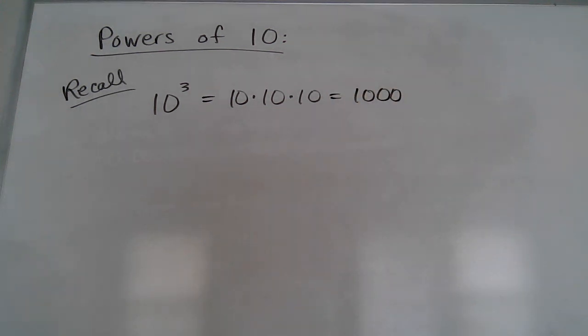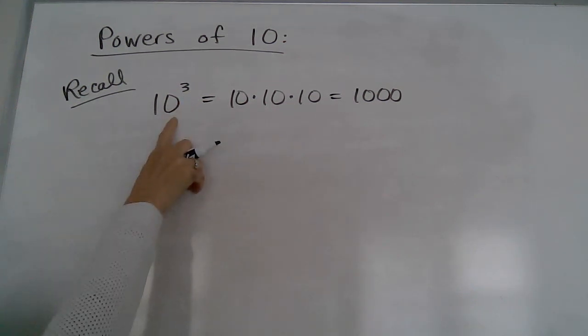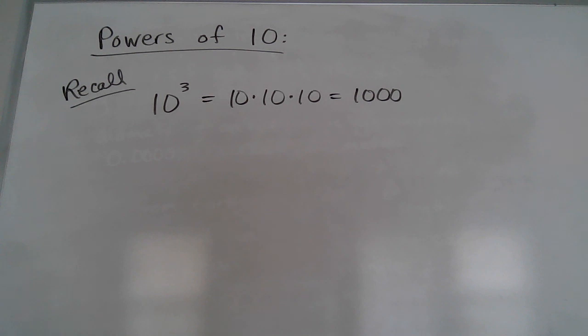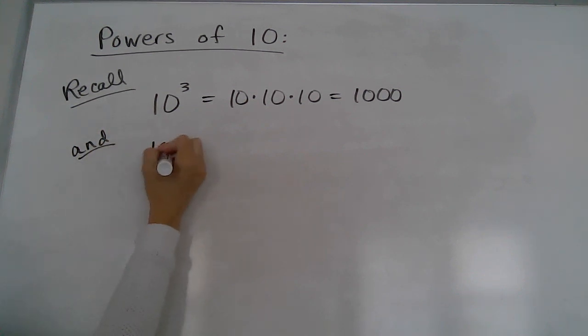Some of you may be familiar with kind of a shortcut with 10. If you have an exponent of 3 on 10, you're going to have 3 zeros. So that's kind of a handy thing to remember. We also need to remember what it means to be a negative exponent. So let's start with a division problem.